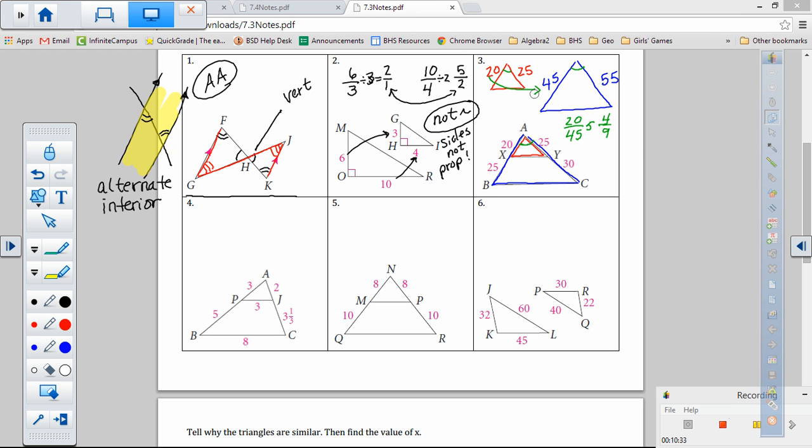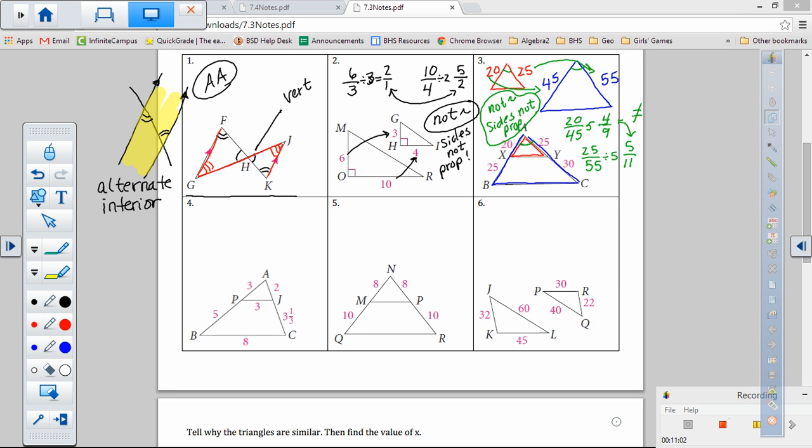Okay? Let's check the second one. 25 is to 55. All right, both divisible by 5. 25 divided by 5 is 5, and 55 divided by 5 is 11. These are not equal. So this is another not similar, and it's because the sides are not proportional. Okay? Sides are not proportional.